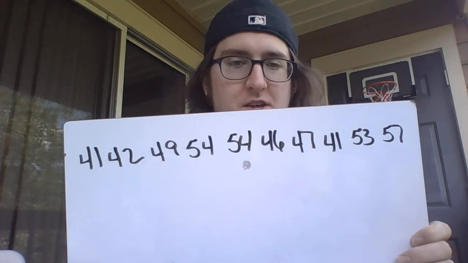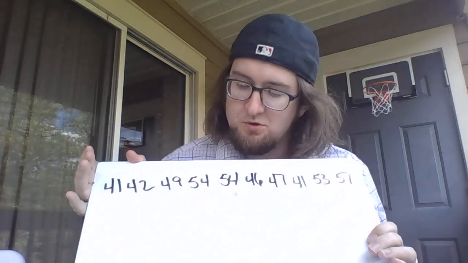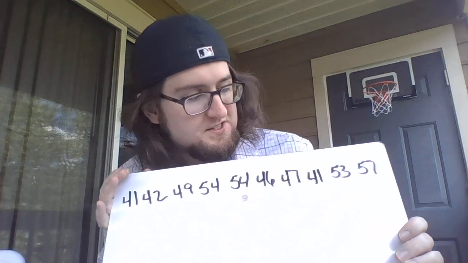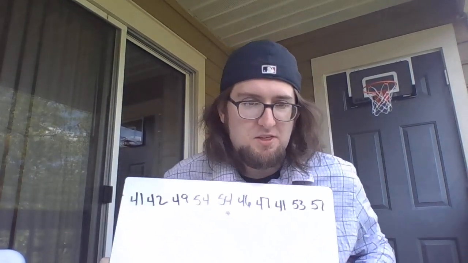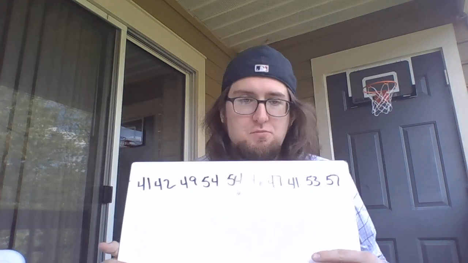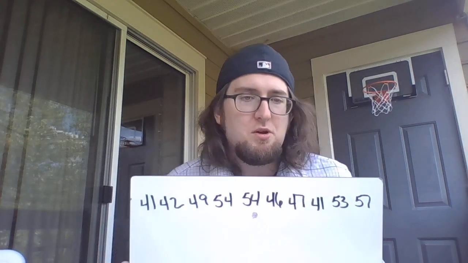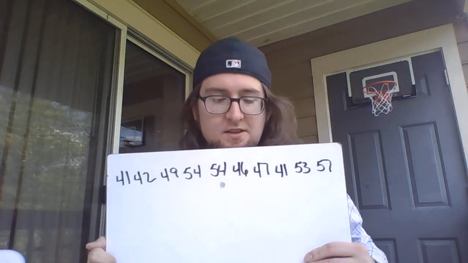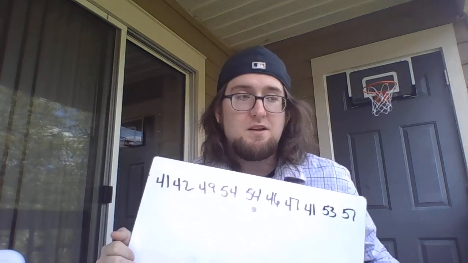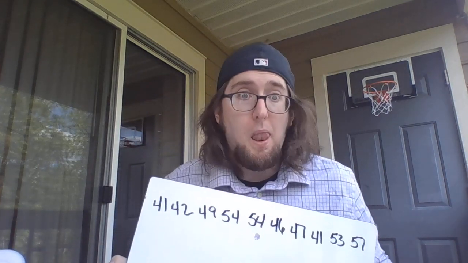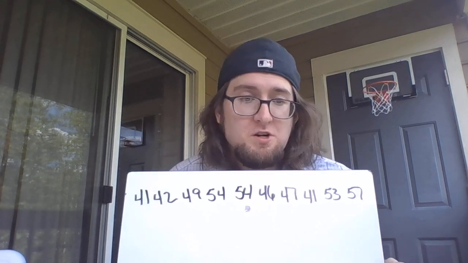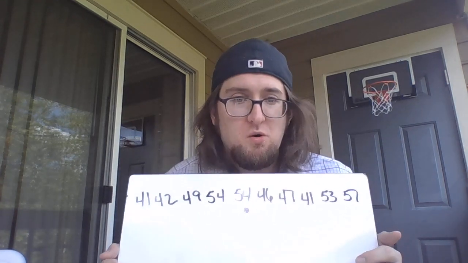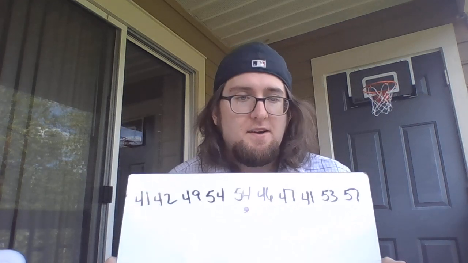So if we had these numbers, 41, 42, 49, 54, 54, 46, 47, 41, 53, and 57. You could easily tell me the things we talked about recently, range, median, mode, mean. But we want to be able to display that in the data, in a plot. In a box and whisker plot. So, the first thing you want to do is, just like I said before, the very first thing we always want to do is what?